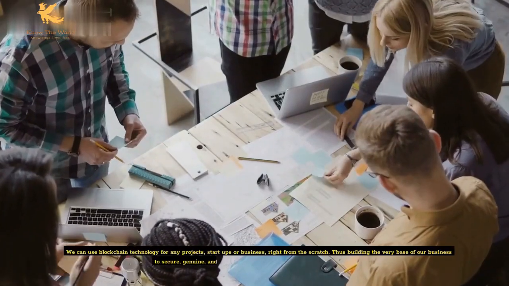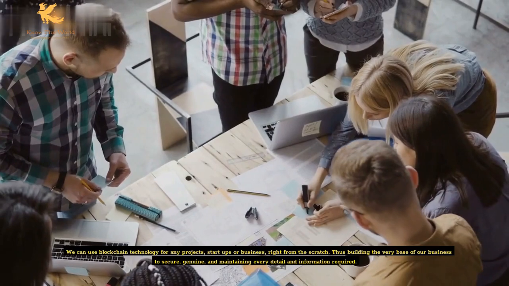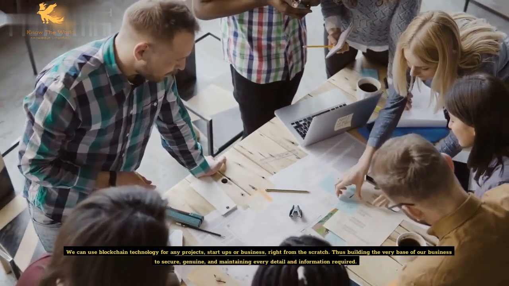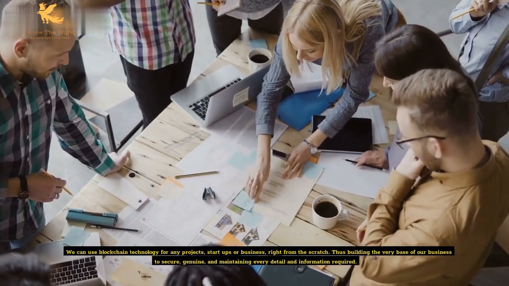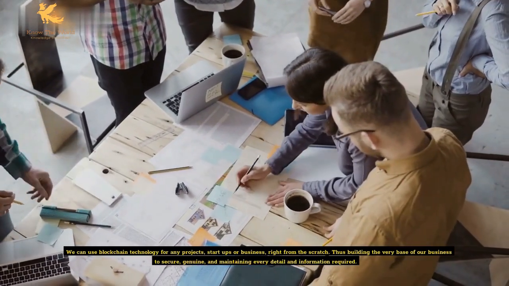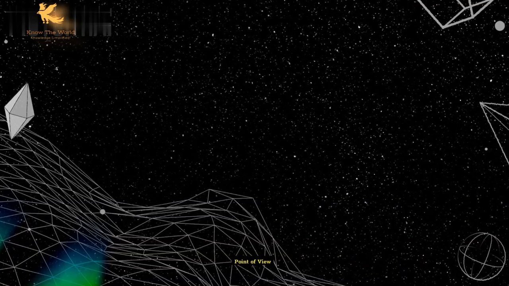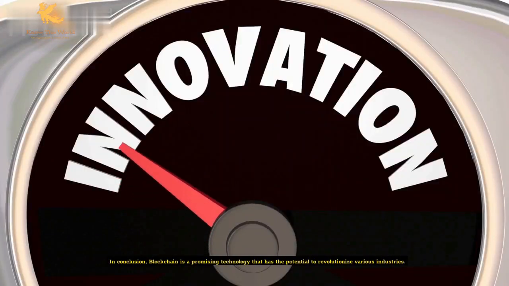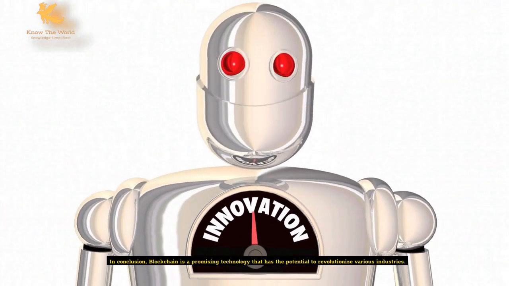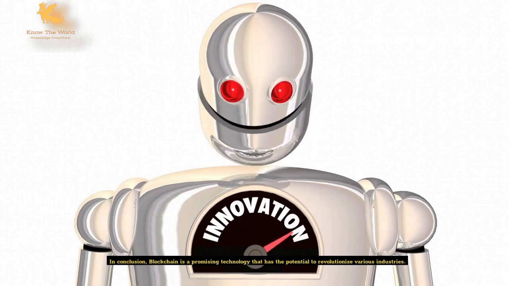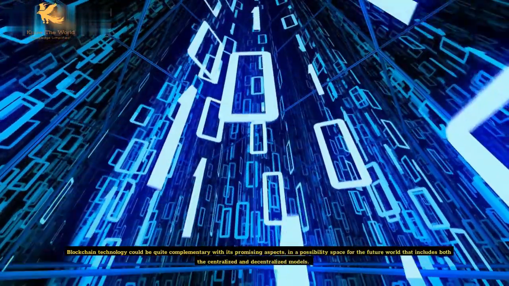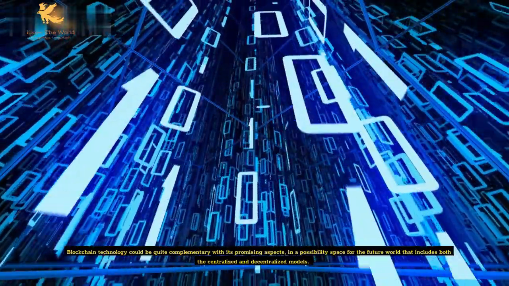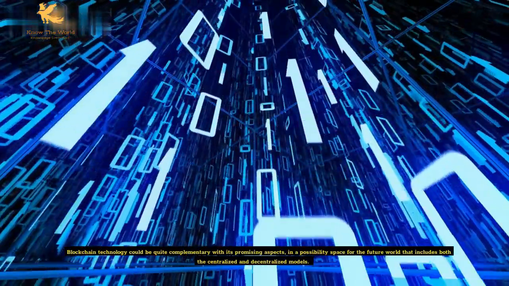We can use blockchain technology for any projects, startups or business, right from scratch, thus building the very base of our business to be secure, genuine, and maintaining every detail and information required. Point of view. In conclusion, blockchain is a promising technology that has the potential to revolutionize various industries. Blockchain technology could be quite complementary with its promising aspects, in a possibility space for the future world that includes both the centralized and decentralized models.